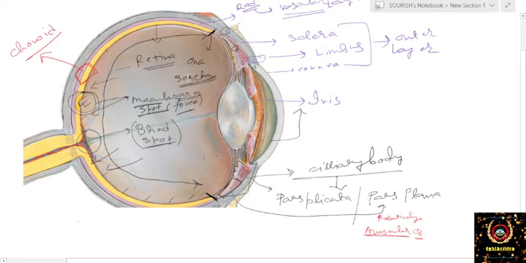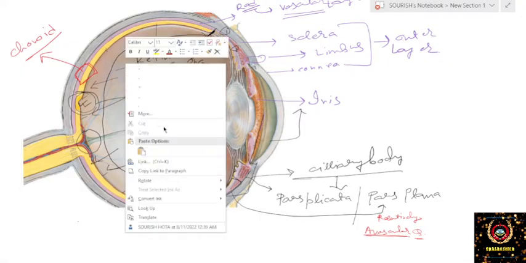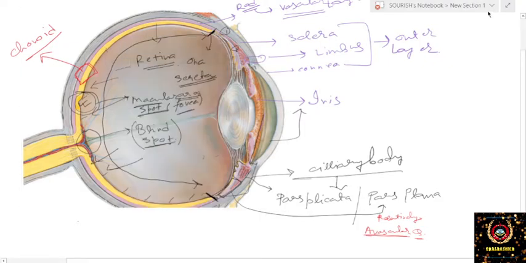Now we have discussed the retina and the other two layers. Now we'll go to some extra parts of this eyeball. Let's go to a new slide.